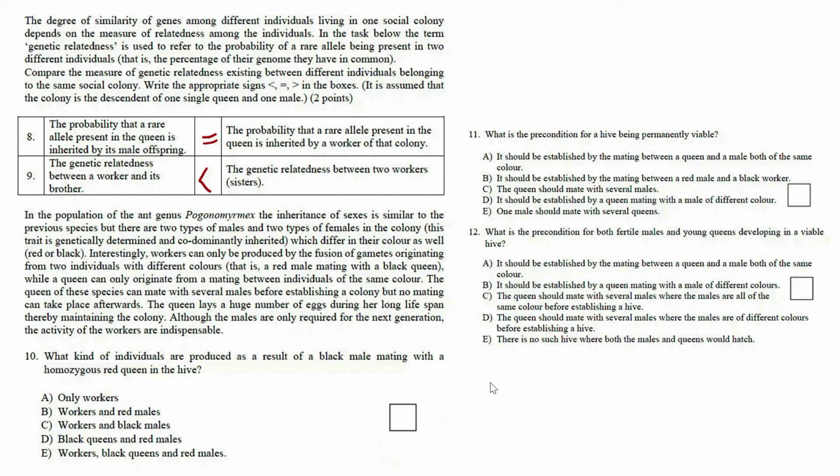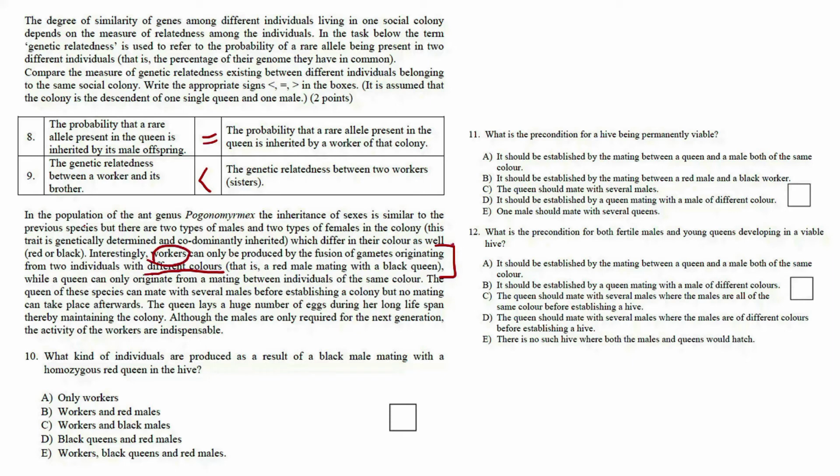What kind of individuals are produced as a result of a black male mating with a homozygous red queen in the hive? Luckily, we have everything written down in the text that we need to know to answer this question. First of all, it is written down in here that the workers can only be produced by the fusion of gametes originating from two individuals with different colors. So definitely workers will be produced.